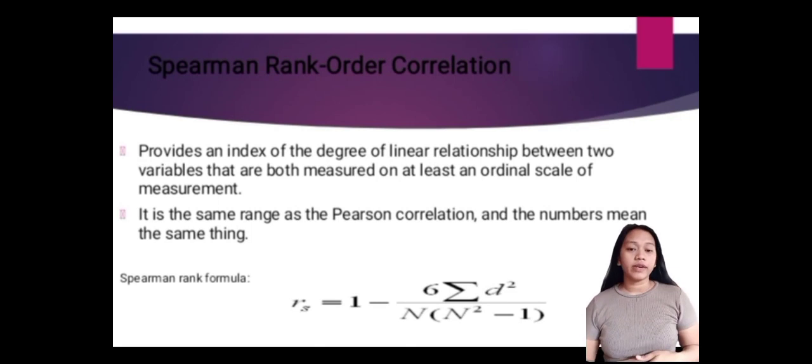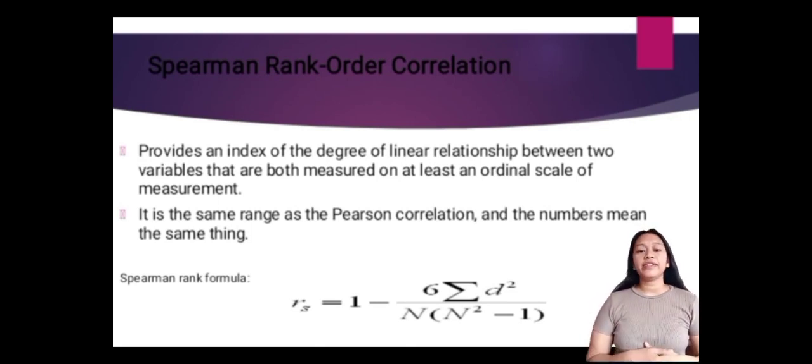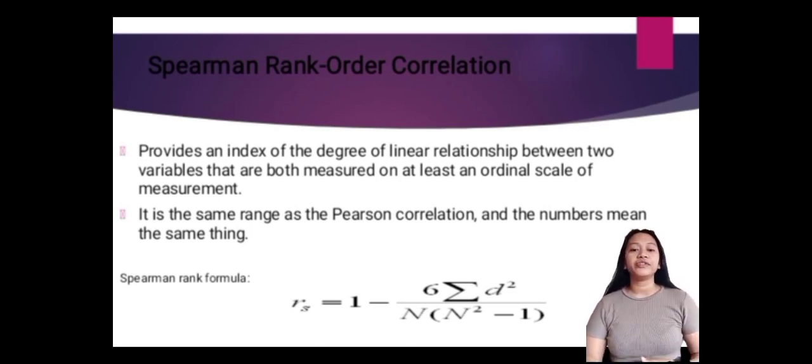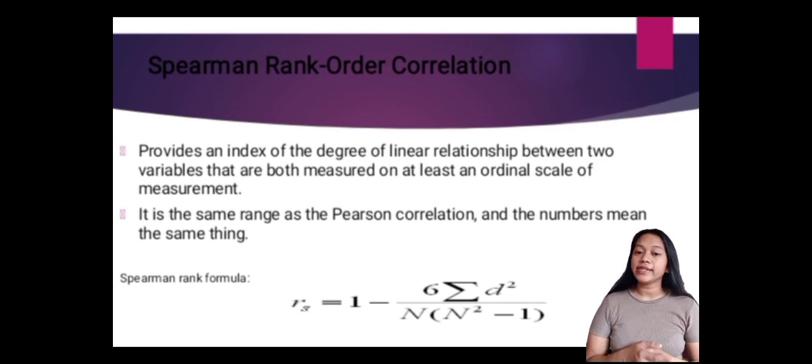Spearman rank order correlation. It provides an index of the degree of linear relationship between two variables that are both measured on at least an ordinal scale of measurement. It has the same range as the Pearson correlation, and the numbers also mean the same thing. We can also derive it using the Spearman rank formula, which is r sub s is equal to 1 minus 6 summation of d squared over n quantity of n squared minus 1.